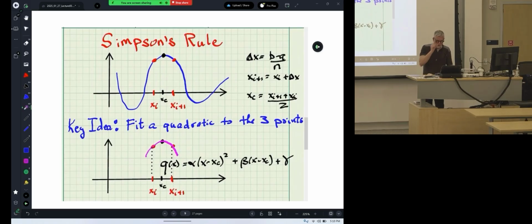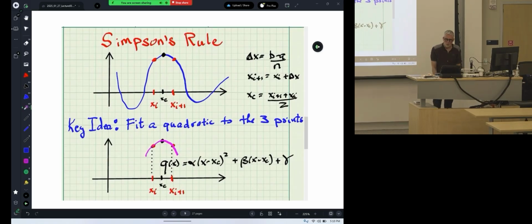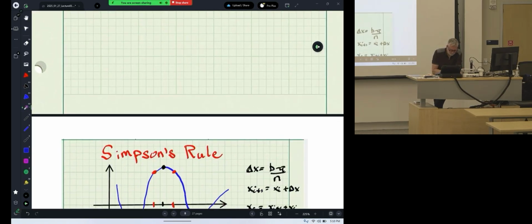Okay, so we have one way for estimating area, and that's the trapezoidal rule.